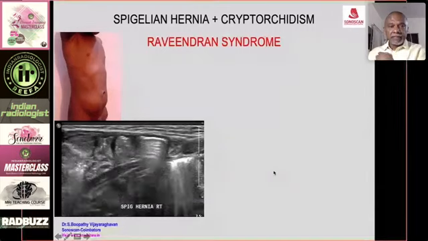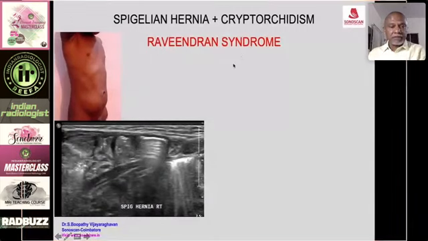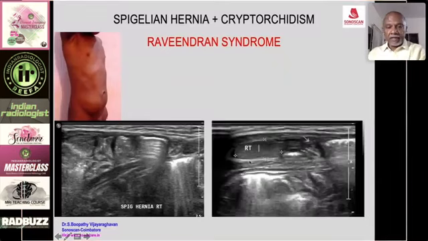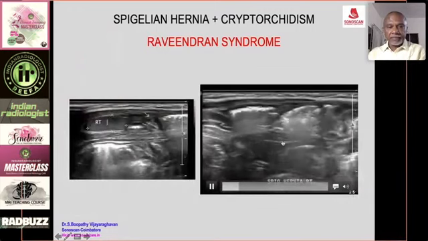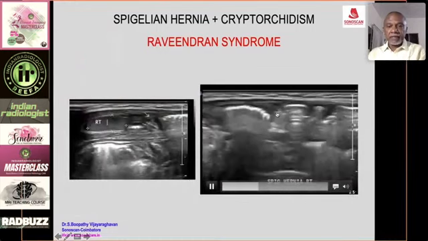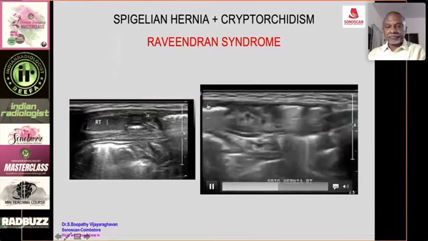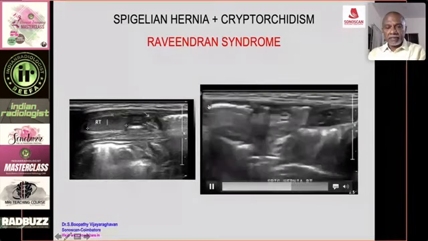So in spigelian hernia, in a male, there may also be cryptorchidism. That's called Ravindran syndrome. As you see here, the spigelian hernia on the right also contains the undescended testis in the sac. You see the bowels and the undescended testis. So this is called Ravindran syndrome, and that is the real time showing the hernia containing bowels and of course the undescended testis in the sac.